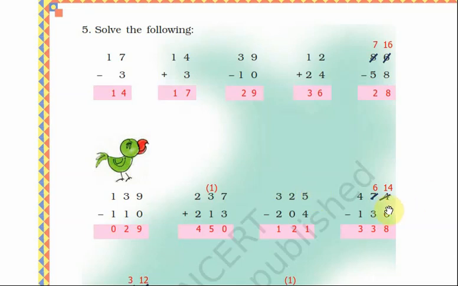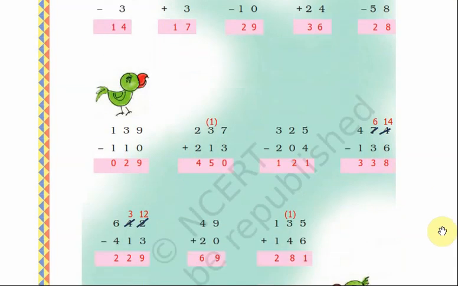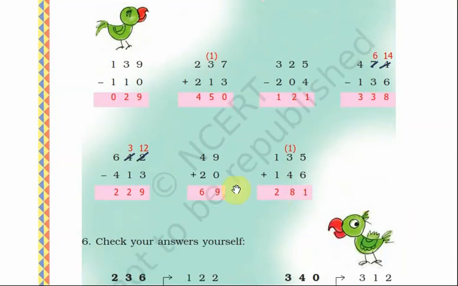Now we can do the subtraction. So 14 minus 6. How much is 14 minus 6? 14 minus 6 is 8. Then 6 minus 3 will give you 3, and 4 minus 1 is 3. So answer is 338. So 474 minus 136 will give you 338. Now next question.